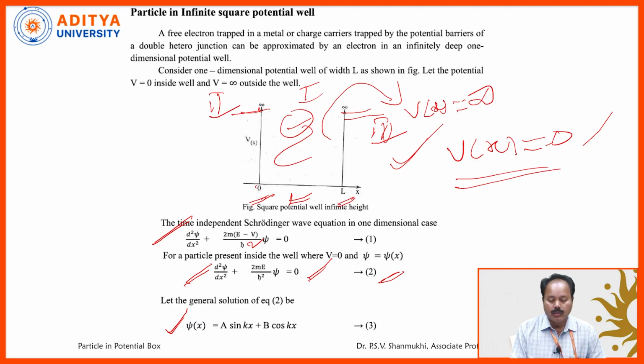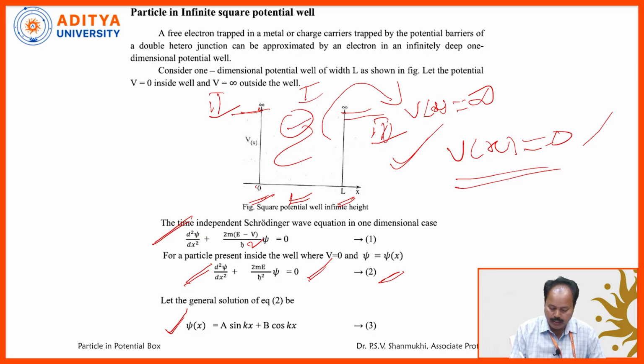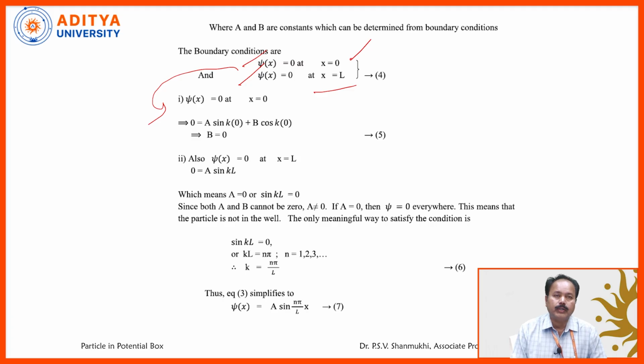Let us apply the boundary conditions. At x is equal to 0, no electron is found, so no wave function: psi of x is equal to 0 at x is equal to 0. At x is equal to L, psi of x is equal to 0. These are the two boundary conditions. Now first apply the first boundary condition, psi of x is equal to 0 at x is equal to 0, in equation number 3. Therefore, what do you get here?